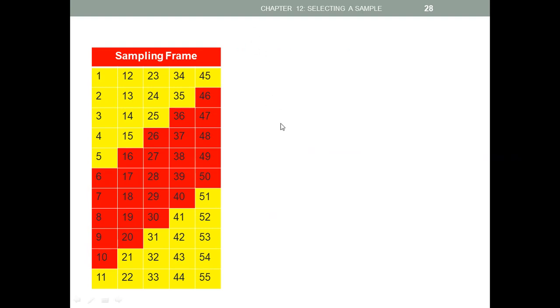Here I constructed a sampling frame. This is what we call the population. You can see in total there are 55 research subjects or participants. This is the population from 1 to 55. And let's say you want to randomly select 11 people for in-depth interview. You want to interview 11 people, and you also want to use systematic sampling.